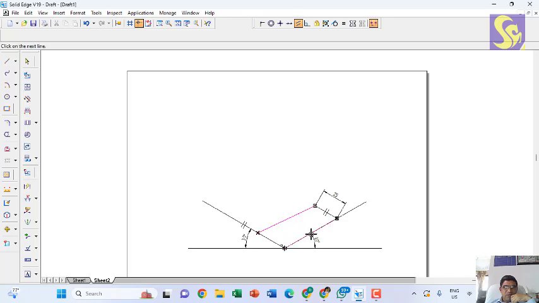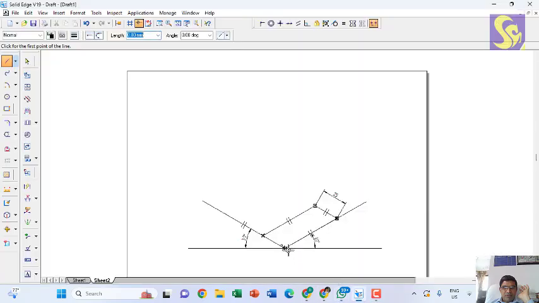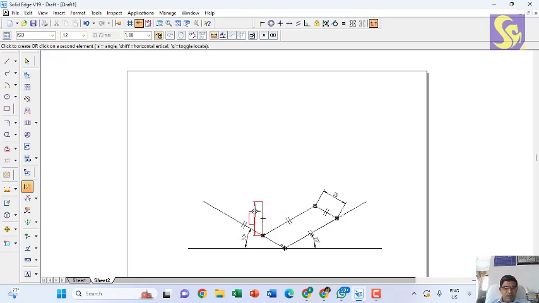Again I'll make this line parallel to this. So the base is done. Then the height of 15 here, this height of 15, I have drawn this 25 and 60. Now the height of 15 I'll draw. This length is 15 mm.